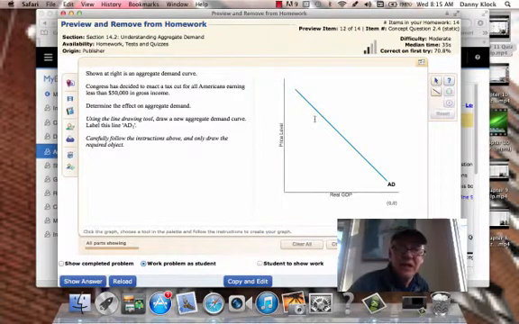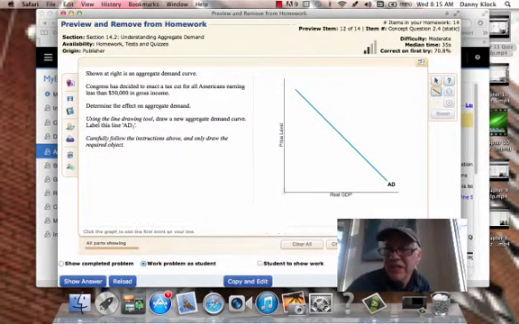Next. All right, here we go. I love these graphs. Shown at the right is an aggregate demand curve, right? Congress has decided to enact a tax cut for all Americans. So you get a tax cut, of course, we're going to draw a straight line for AD2. It's going to shift aggregate demand to the right.